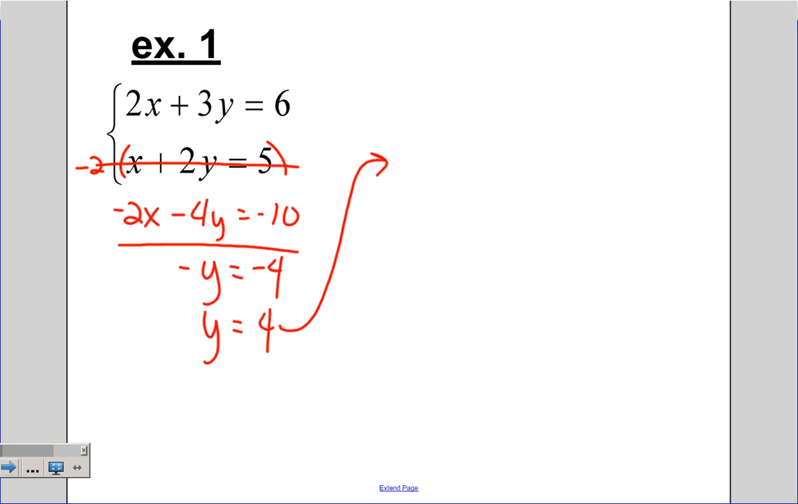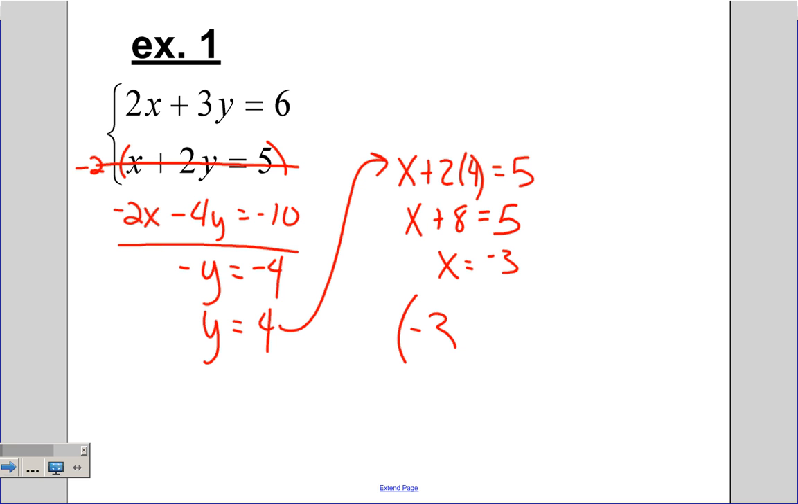So now we're going to plug in our 4. I'm going to go ahead and plug into the bottom one, the one that we crossed out, because it's a little more simple. So I'm going to have x plus 2 times 4 equals 5, which is going to give me x plus 8 equals 5. I'm going to subtract the 8 and get x equals negative 3. Give me a solution of negative 3, 4. And I'll do a quick check of that. Let's see. 2 times negative 3 is negative 6. 3 times 4 is 12. Negative 6 plus 12 is 6. And we've already worked out the bottom one. So we're in good shape there.